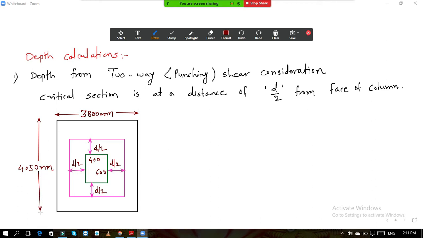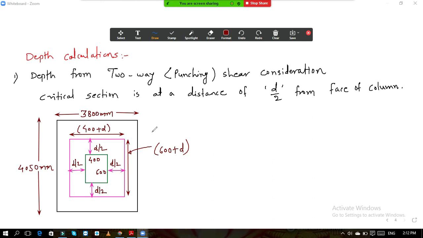Now critical section is at a distance of d by 2. So how much this total distance becomes? It will become 400 plus d. Similarly, if you think about this distance, how much it is? This will be 600 plus d, where d is the effective depth.